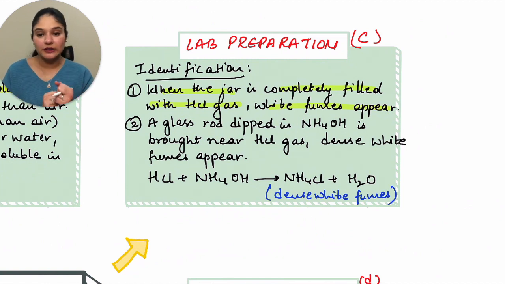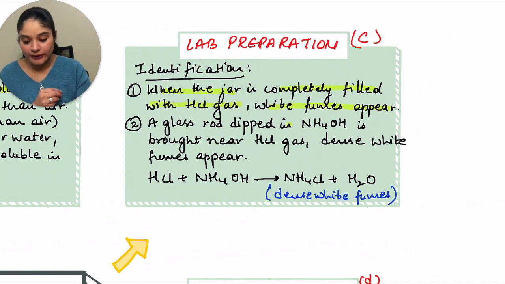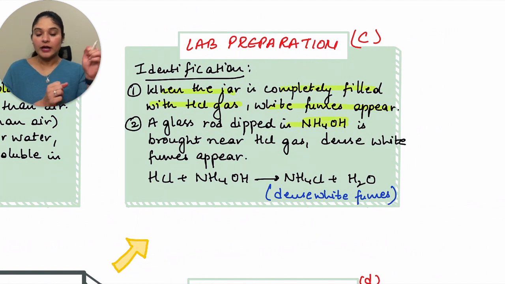That is the first identification. The second can be, a glass rod dipped in ammonium hydroxide is brought near the beaker and you see dense white fumes of NH4Cl come out. So that is another identification. You can say identification or test of HCl. So these two are important for you to learn.